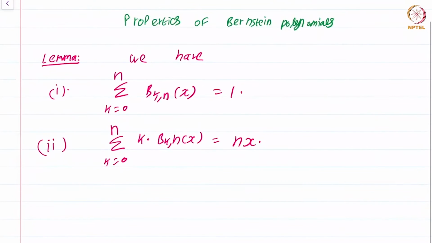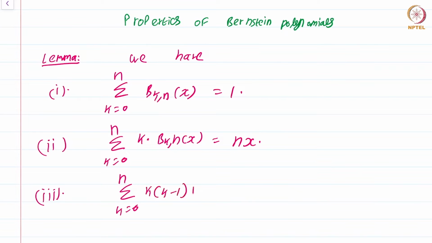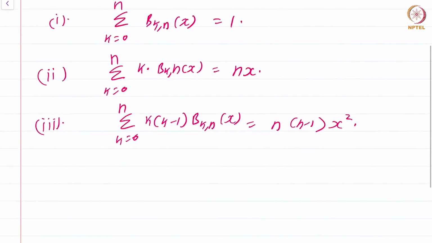And number 3, summation k equals 0 to n k into k minus 1 into b_{k,n} of x is equal to n into n minus 1 into x squared. So these are some of the basic algebraic identities involving the Bernstein polynomials that will be needed in the proof of Weierstrass approximation theorem. So let's see a proof.